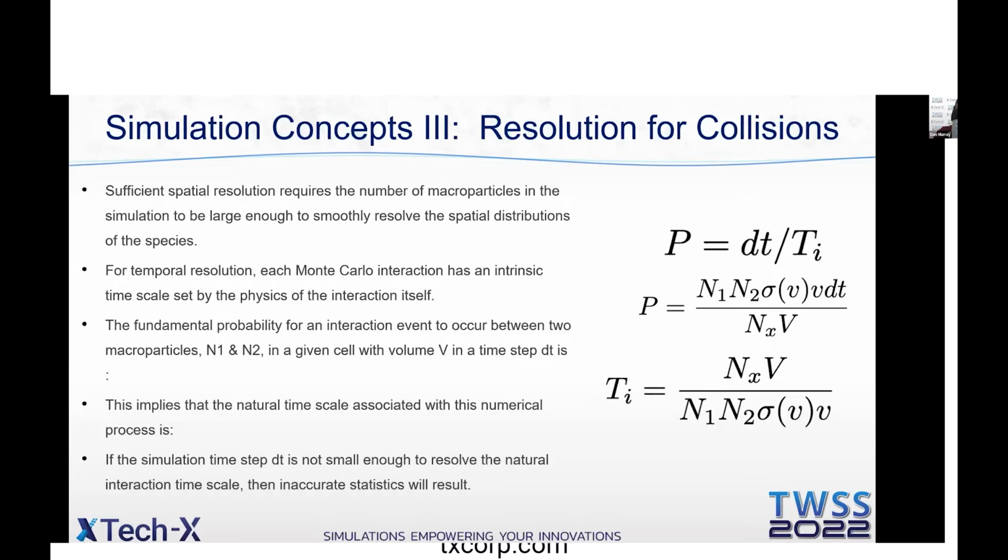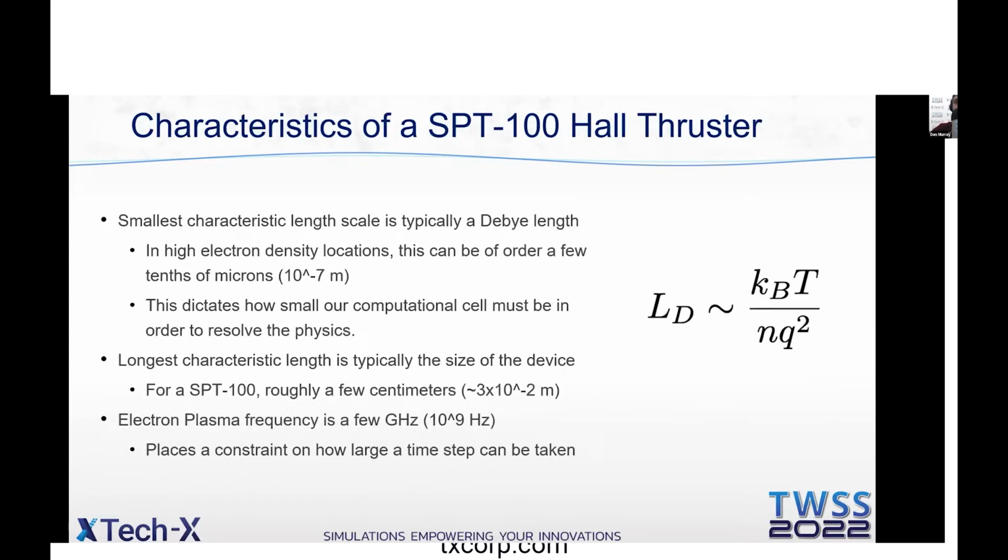So with all of these simulation concepts covered here, let's talk very briefly about some of the characteristics of an SPT100 or Hall thruster. In the case of a Hall thruster, the smallest characteristic length scale is typically the Debye length. That's the electron shielding radius in essence. In high electron density locations, this could be of order a few tenths of microns, so something like 10 to the minus 7 meters. And that's going to dictate essentially how small our simulation cells need to be in order to resolve the physics around the sheath.